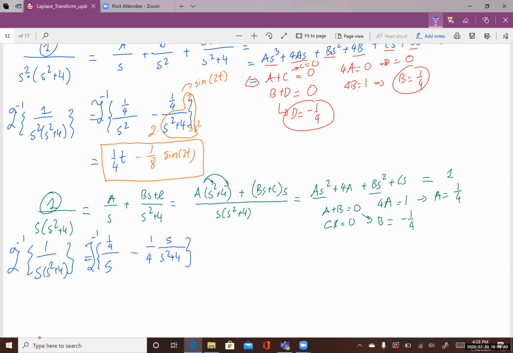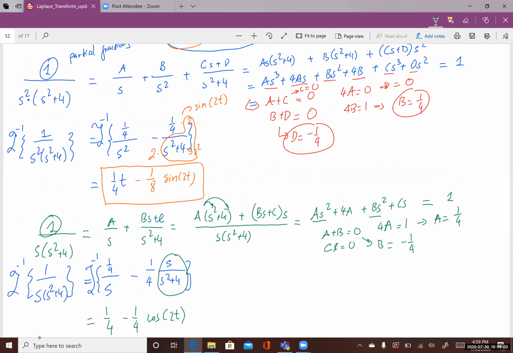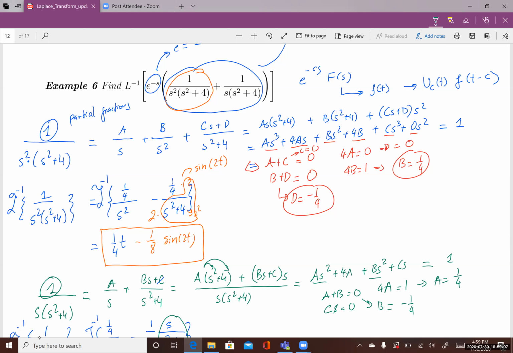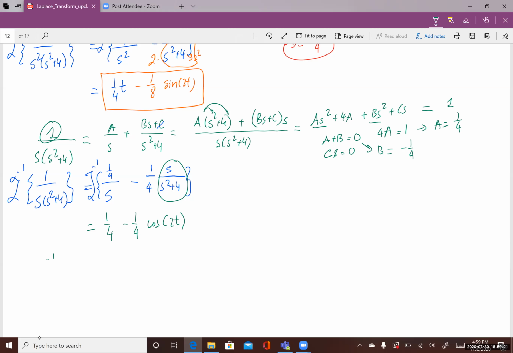The inverse of 1 over s is the constant, right? And multiplied by 1 over 4, it's just going to be 1 over 4. And this is cosine of 2t. All right, so look, I found the inverse Laplace transform of these two pieces, and I know that it's a unit step function, so I just have to convert it to f of t minus c. And again, c in this case is 1. So the answer is the inverse Laplace of e to the negative s times 1 over s squared plus 4 plus 1 over s squared plus 4.